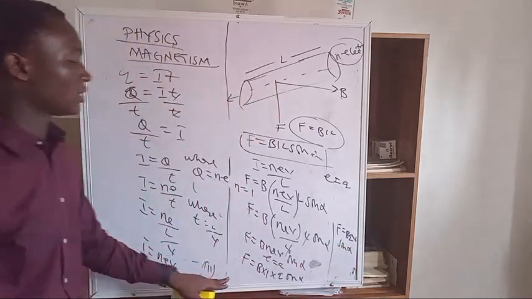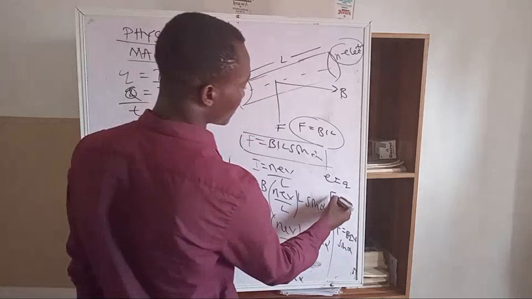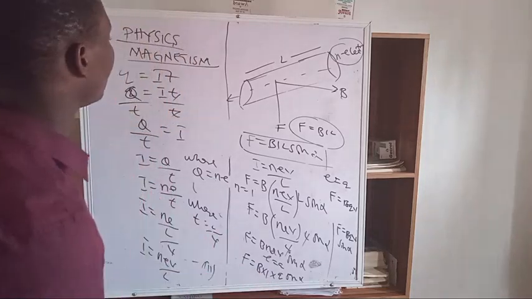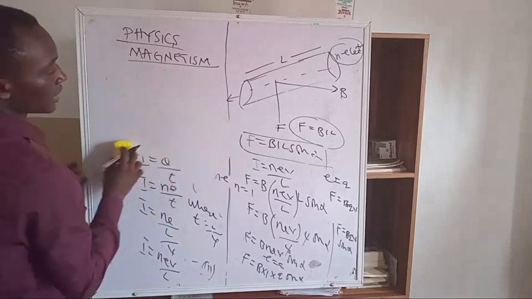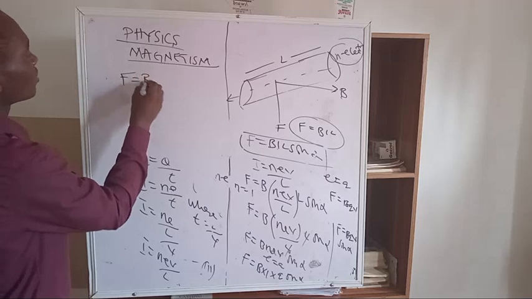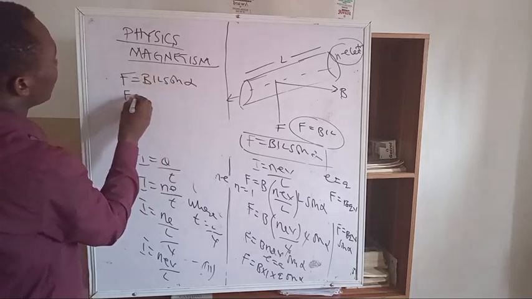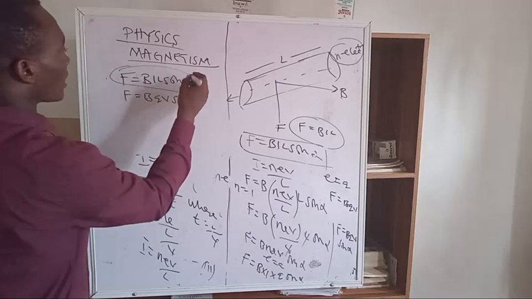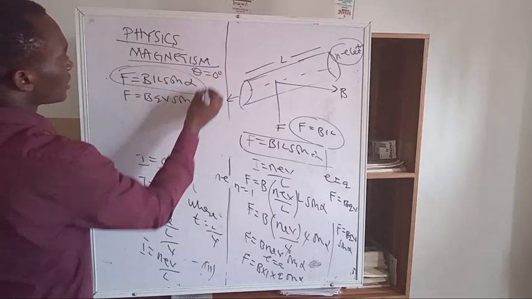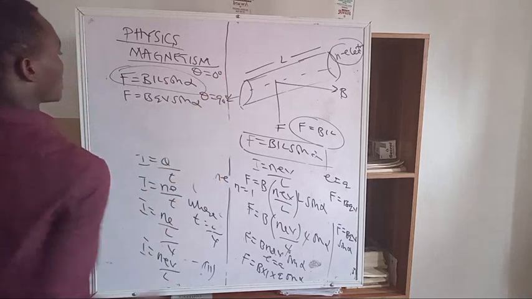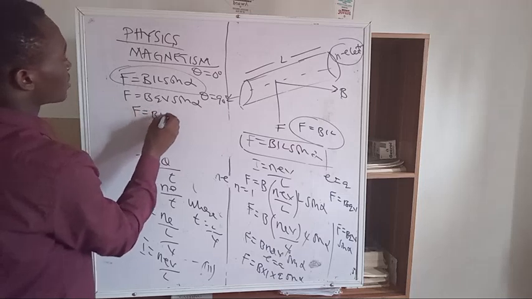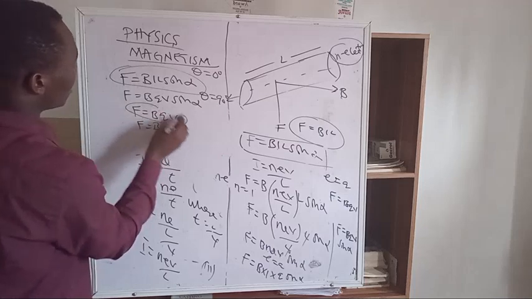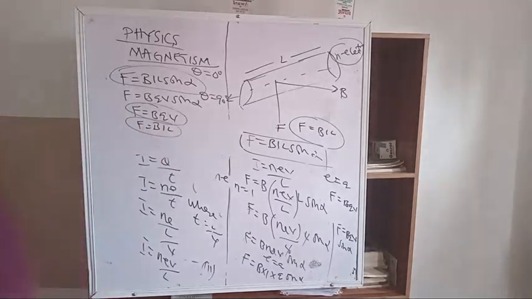Now, if there is no angle subtended, F is equal to BQV alone. So that is what we are going to be having as the second value of the magnetic force. So we can say that the two formulas for magnetic forces are F is equal to BIL sine alpha, or F is equal to BQV sine alpha. If the angle subtended is parallel, theta is equal to 0 degree. If it's perpendicular, theta is equal to 90 degree automatically. Then if there is no angle subtended, we can just use F is equal to BIL or BQV. These are the two values we are going to be having. So that is that for that.